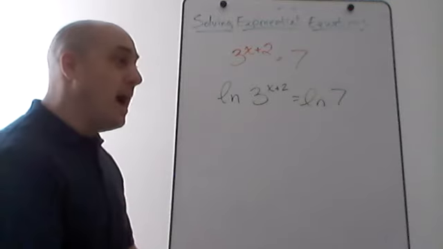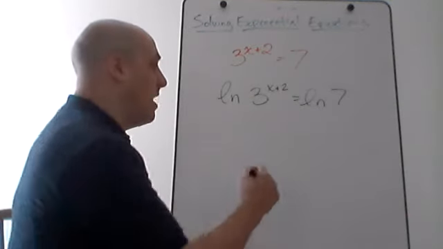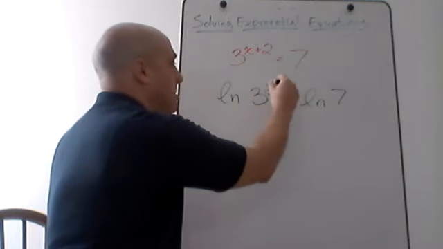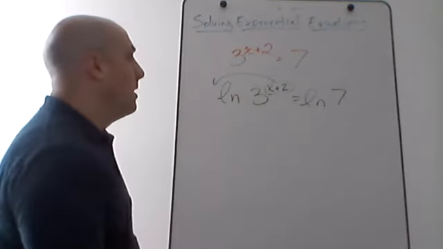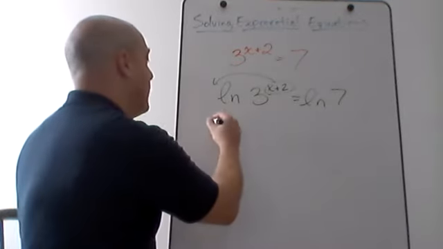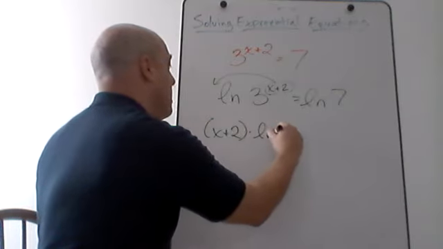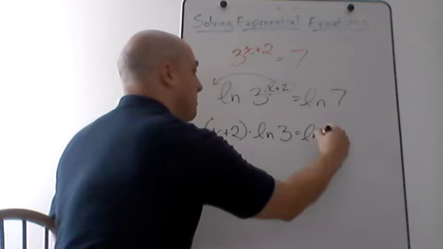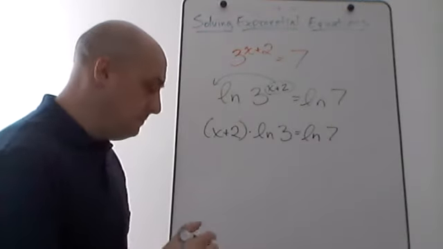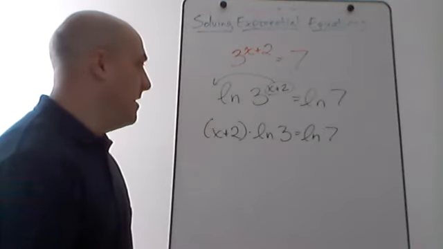Then I use the law of logarithms, which, again, I did another video on the laws of logarithms. So if you haven't seen that one, check it out. But that says that when I have a log of something raised to a power, I can take that exponent and bring it out to the front. So this is going to be (x plus 2) times ln of 3 equals ln of 7. All right, so that's our law of logarithms.